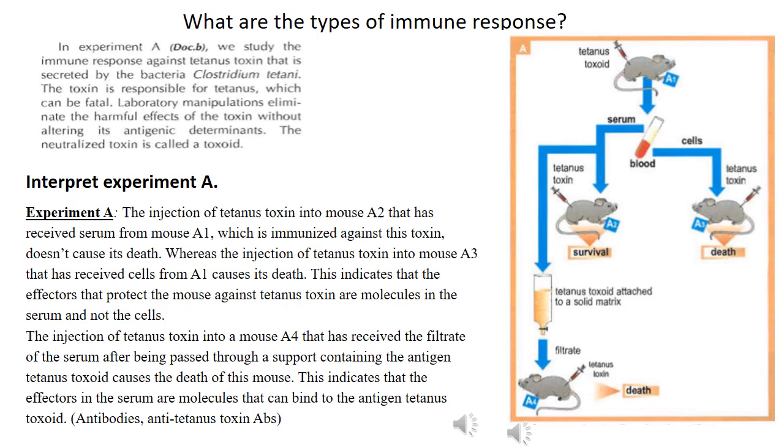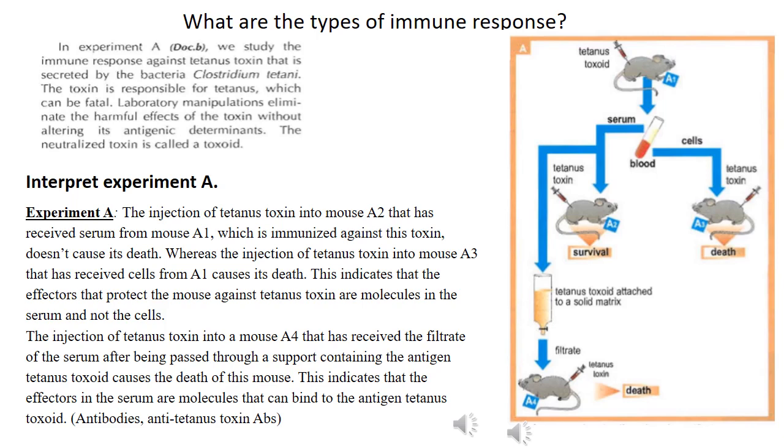Then A2 and A3 both receive the injection of the live tetanus toxin that is fatal. Okay, the A2 mouse survives, the A3 mouse dies. Then the same serum taken from the mouse A1 that is immunized against tetanus is passed through a solid matrix containing the antigen, the tetanus toxoid. And later on, the filtrate is injected to mouse A4, and the mouse A4 dies after an injection of tetanus toxin.